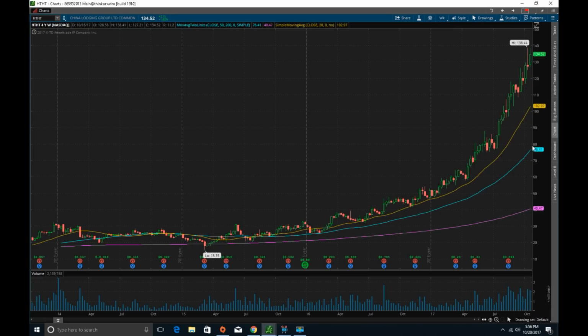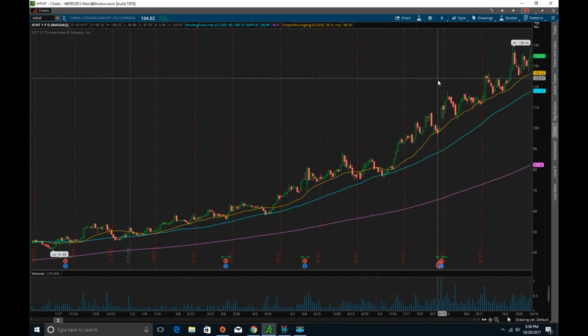Even if it touched that 50 again, you might want to move to the daily chart to see the touch of that 50 again. If you're looking for an entry point, touch the 50 and bounce off that 50 and then come back up. And once it clears the previous high, that would be an excellent entry point for this stock.